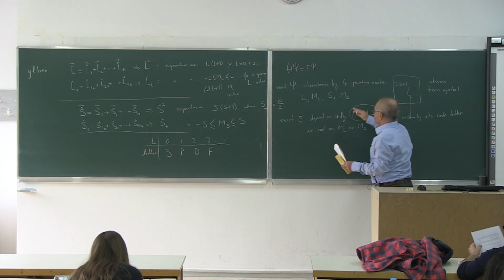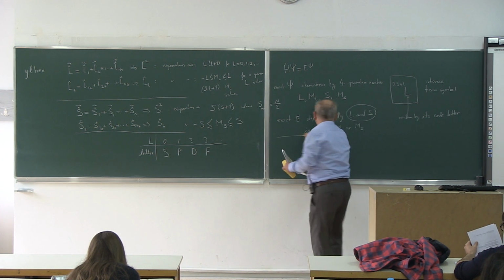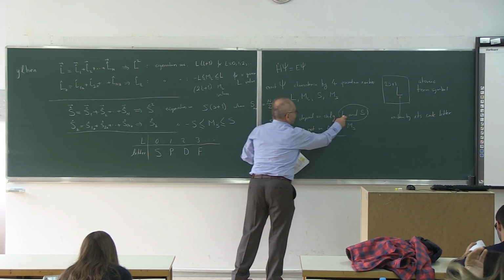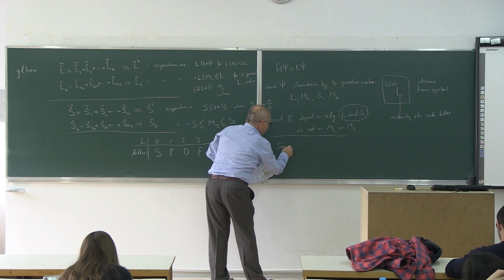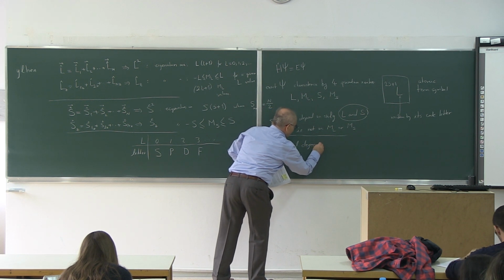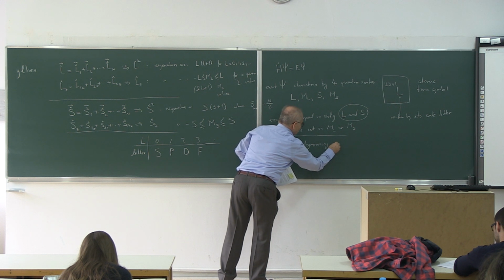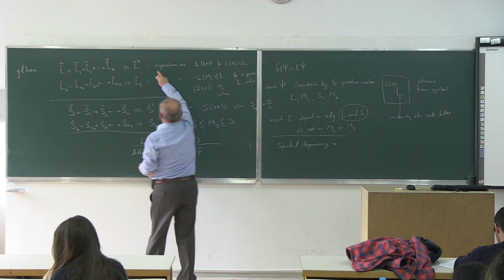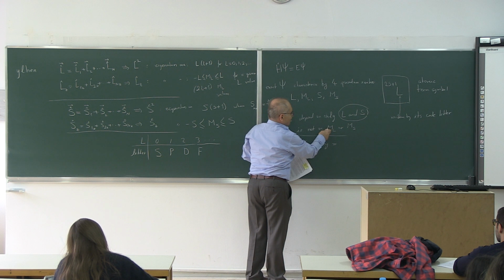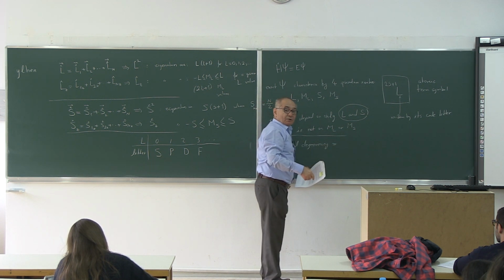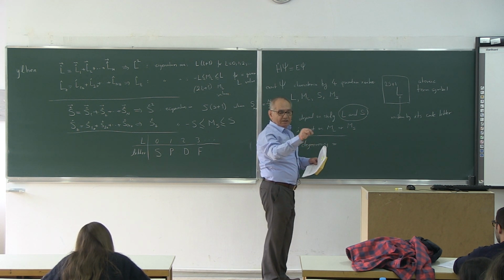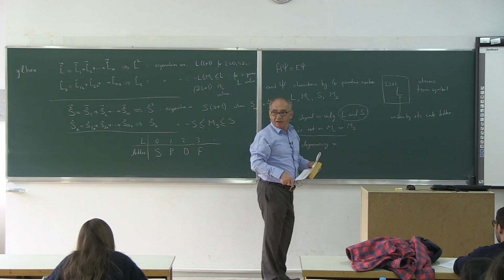Now, energy depends only on L and S, we said, and therefore it is possible that there is spatial degeneracy. Spatial degeneracy arises from the orbital angular momentum characteristics, and spatial degeneracy is the number of different ML values for a given L. How many different ML values are there for a given L value? 2 times L plus 1.